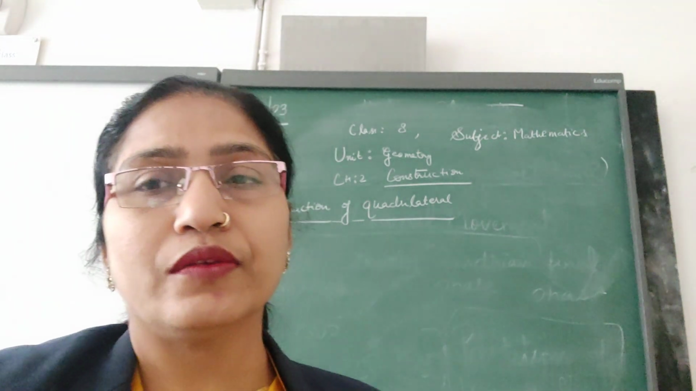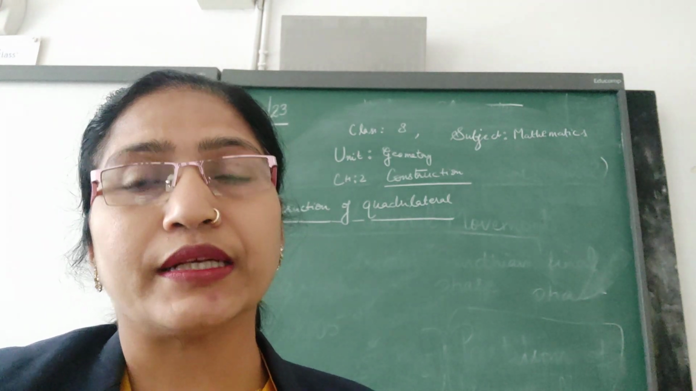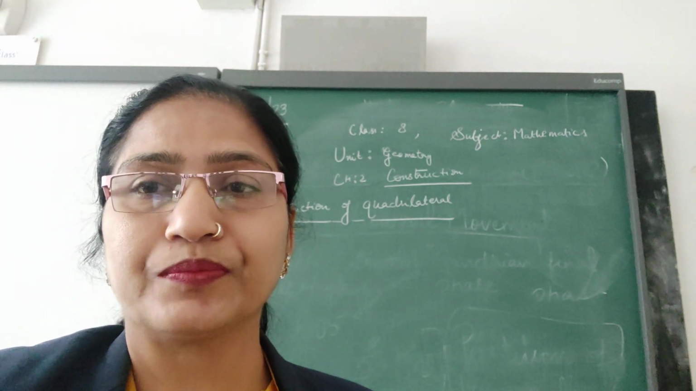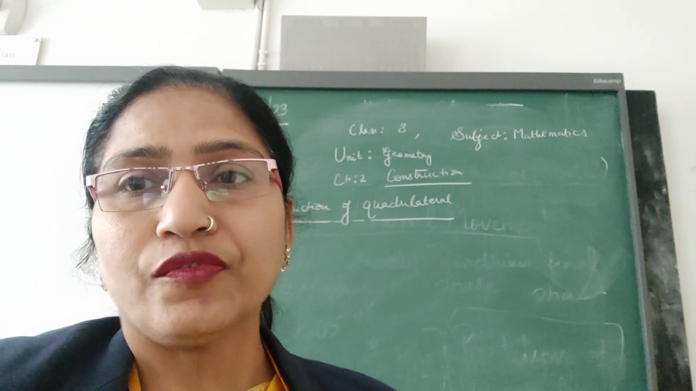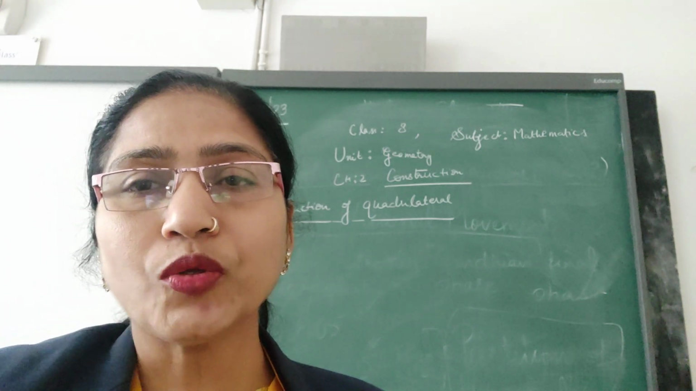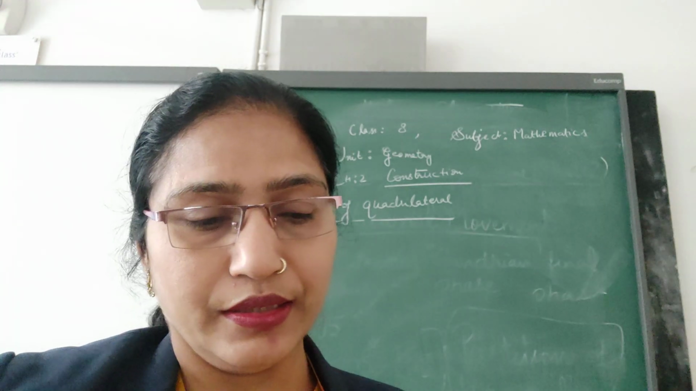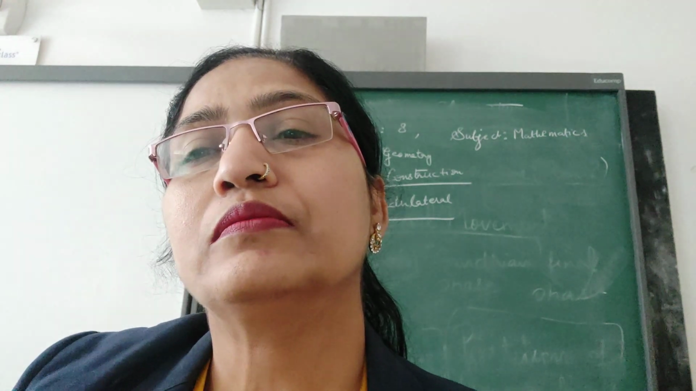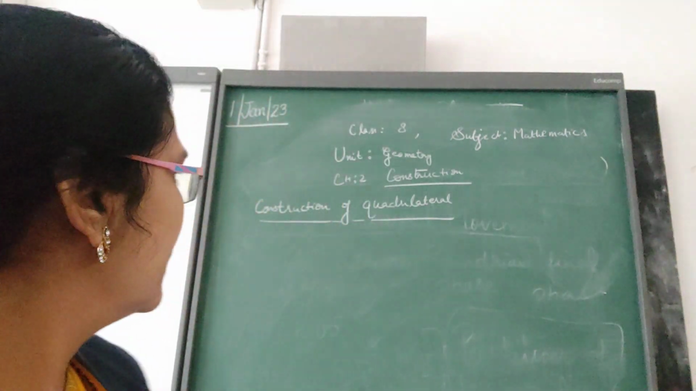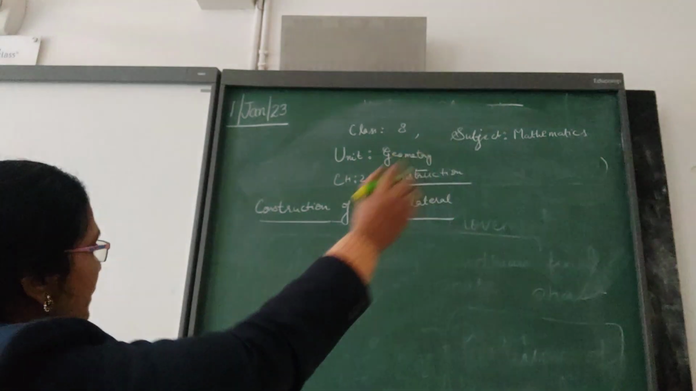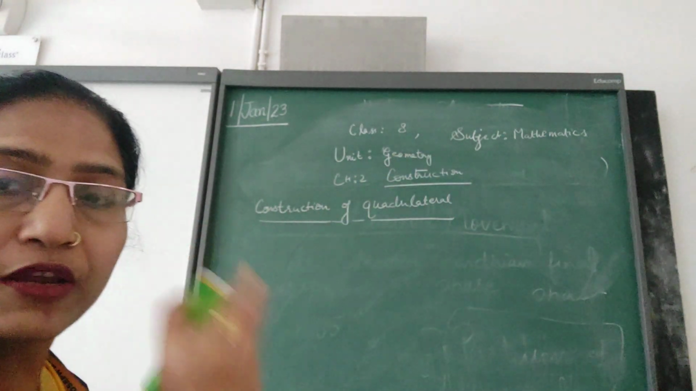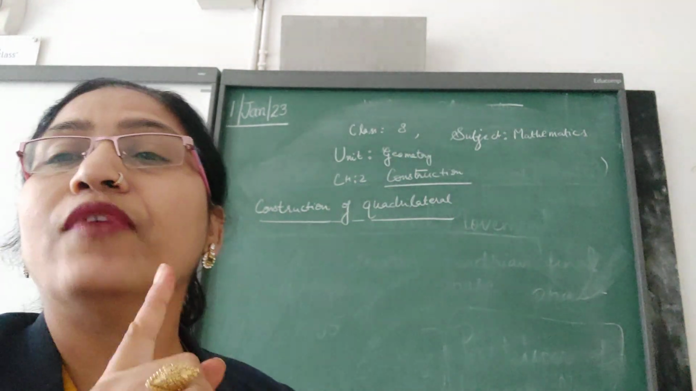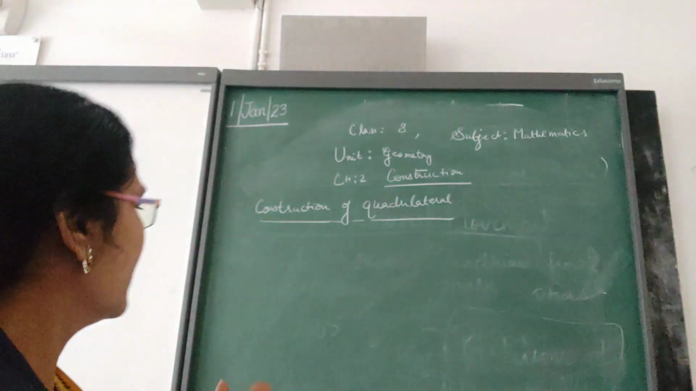In geometry we will study about the construction. First of all we learn how to construct the quadrilateral. In this I will take if 4 sides and 1 diagonal are given.